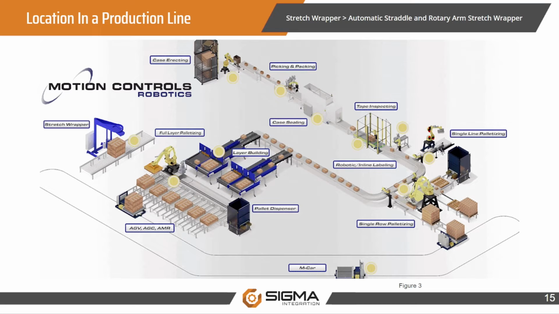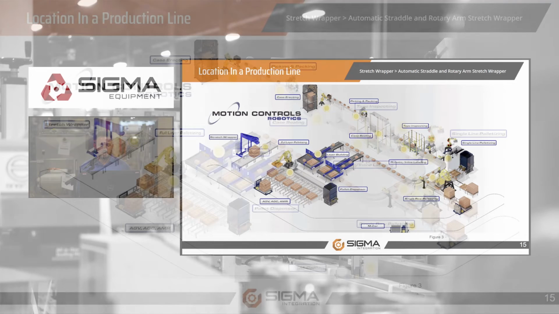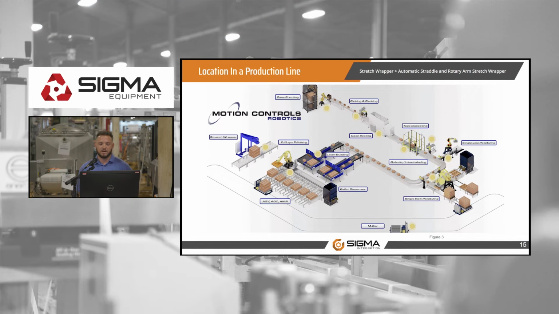This is what a typical production line could look like. As you see towards the center, you have your layer building area where it's actually layering the cases in a row fashion so that the full layer palletizing robot can actually pick them up and stack them onto your M-car, which can then be loaded to your live rollers with your stretch wrapper.